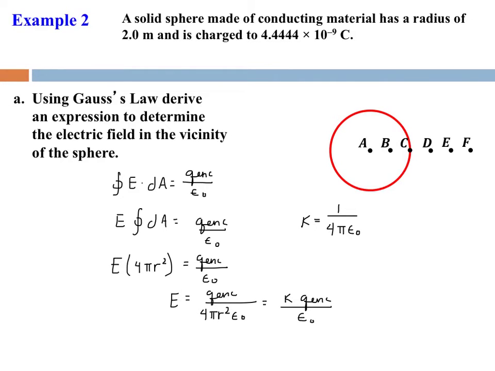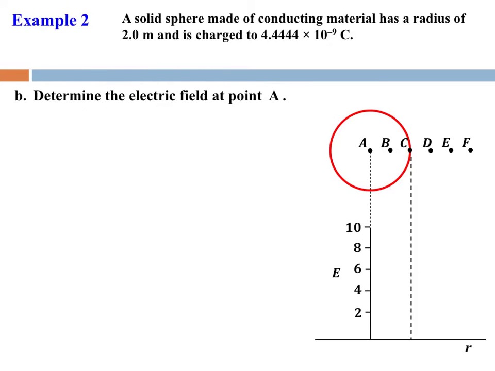So we've used this equation to solve for the electric field in the vicinity of this conducting material. For part B, we're trying to determine the electric field at point A. So we're going to use the equation that we just derived, and we're going to draw or create a Gaussian surface at point A.